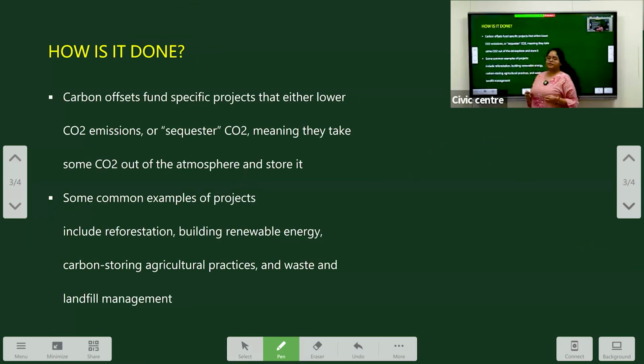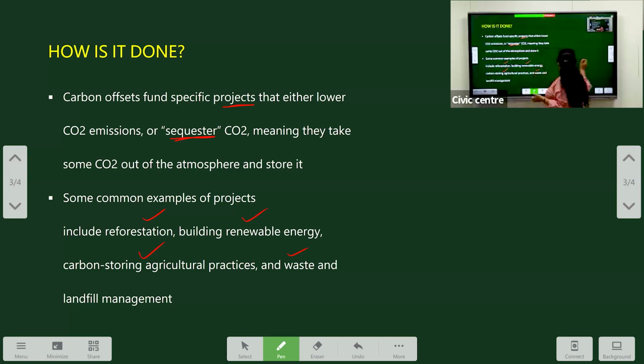So carbon offsets fund specific projects that either lower CO2 emissions or sequester. Sequester meaning capturing and storing the carbon dioxide for longer periods of time. So some common examples of these projects are reforestation, building renewable energy sources like the solar power plants, carbon storing agricultural practices, waste and landfill management.